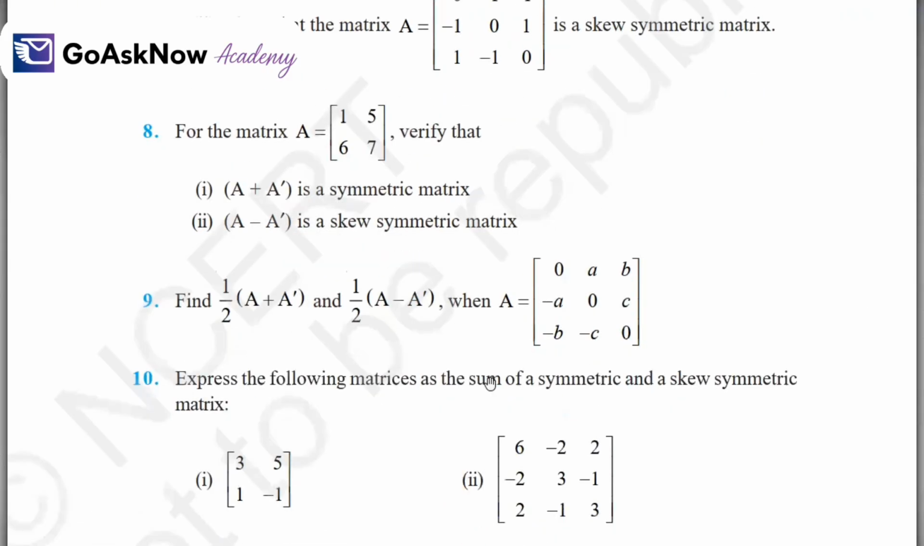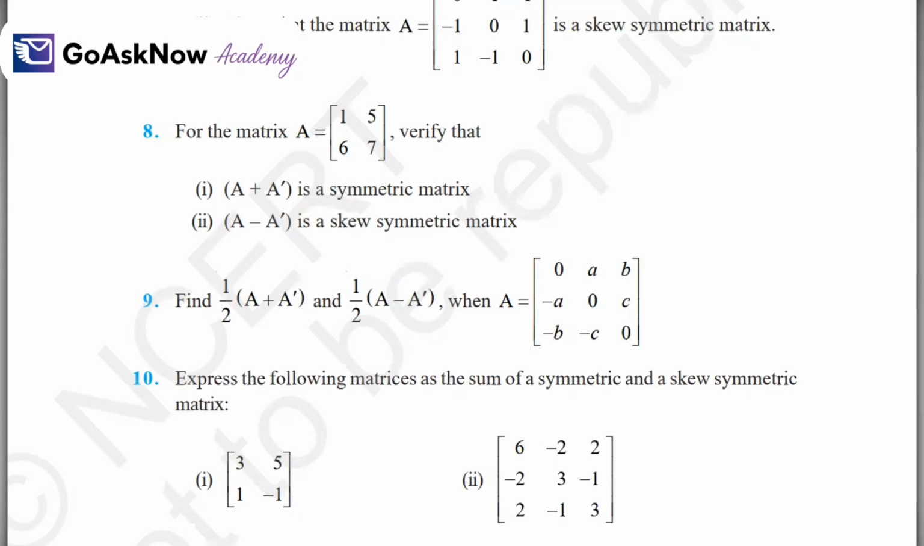Question nine says that find half into A plus A dash and half into A minus A dash when A is equal to this. So that is also covered today. You just have to find out here half A plus A dash. Okay, so take the transpose here and add them, then take the half of that, and also you have to again subtract the transpose from the original matrix and take the half of that. So you will find out that the first one is symmetric and the second one is skew symmetric. Okay.